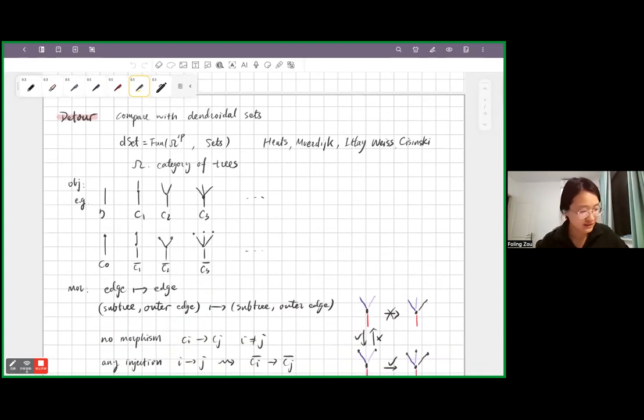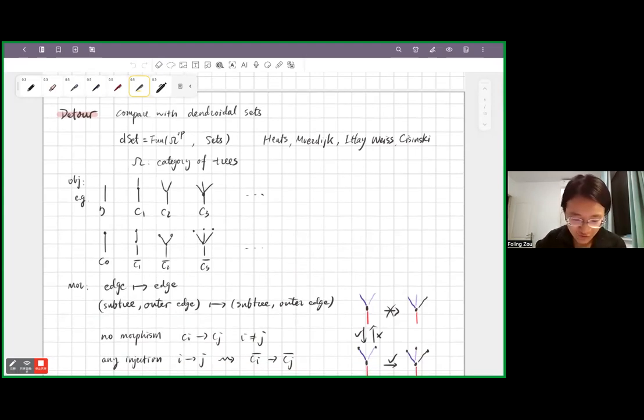And now let me give a detour to compare this with the theory of dendroidal sets. I've heard the word dendroidal set several times, and it's always been mysterious to me, and I read a little bit about it. So a dendroidal set is a contravariant functor from the category of trees, called omega, to sets. And this theory was invented and studied by Moerdijk, Weiss, and others.